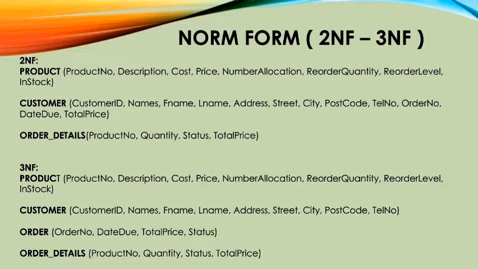As an example here, we have the product entity, customer, order, and order details. We have to make another entity, which is order details, based on the other tables. So here we have product number, description, cost, price, number allocation, reorder quantity, reorder level, and in stock. And for the customer, as usual, customer ID, names, first name, last name, address, street, city, postcode, and TAN number. And for the order, we have order number, date due, total price, and status. And for the order details, we have product number, quantity, status, and total price.